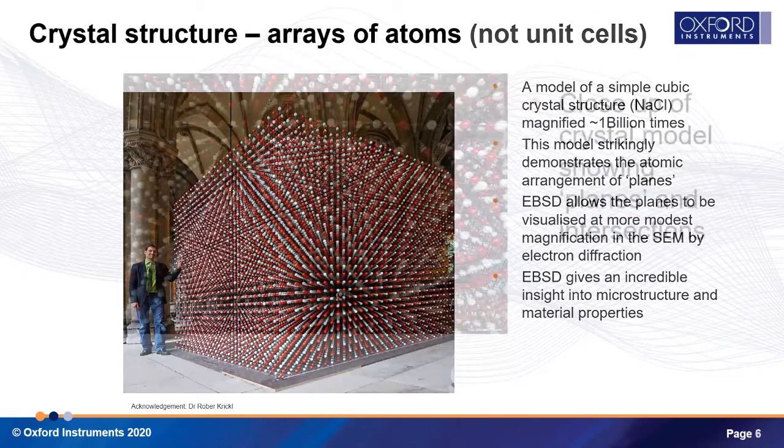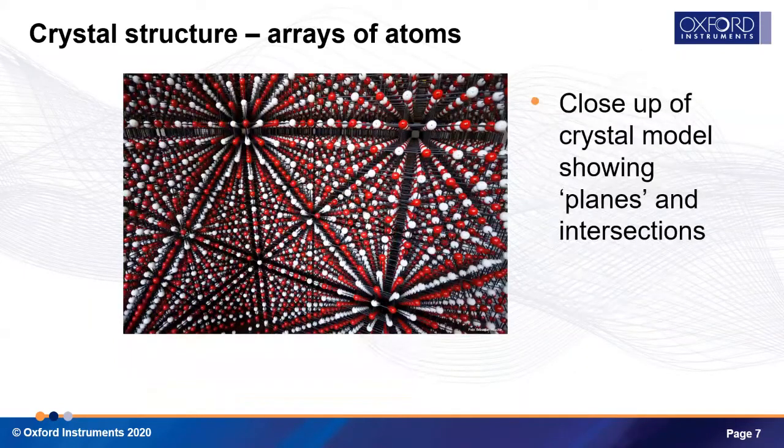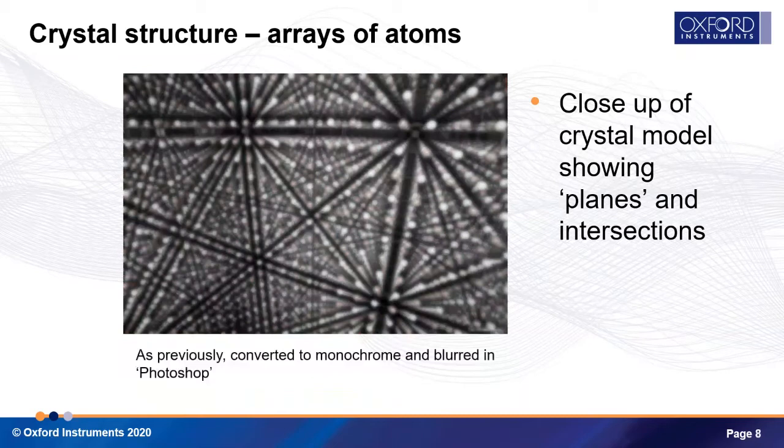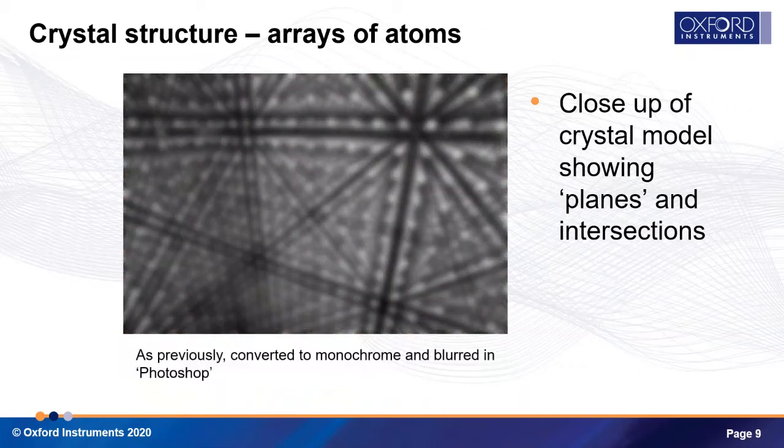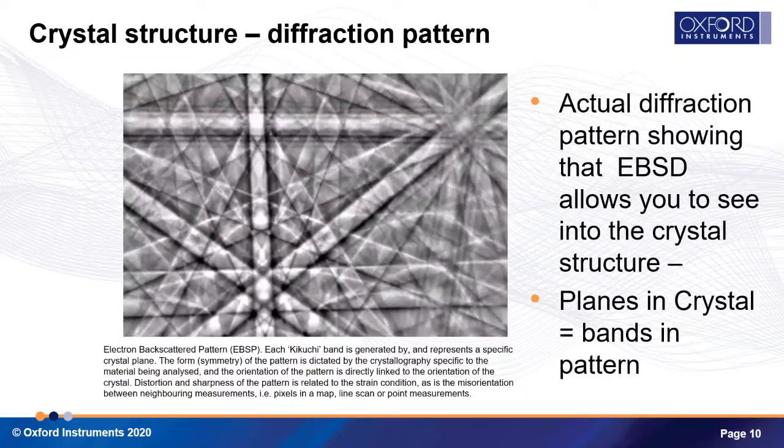And in fact, if you get a bit closer and take a picture with an ordinary camera, you can actually see the similarity here between this plastic sphere model and a real life diffraction pattern. So for instance, if I took this into Photoshop and made it black and white and then decided to make it rather blurry, you can see how the electron backscatter pattern is actually formed. We're actually looking into the crystal structure of the material, and this is why I say it's your eye into the crystal structure. You can literally see the arrangement of the crystal lattice, and you can do this at any magnification that you want, low magnification or high magnification.